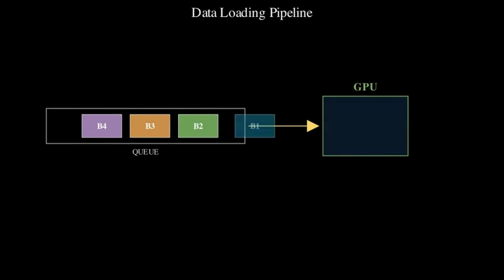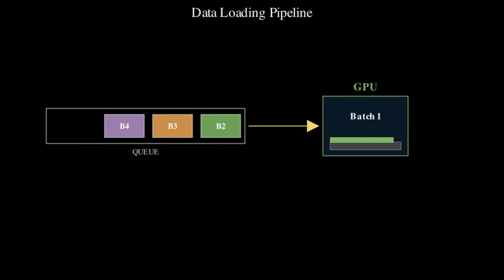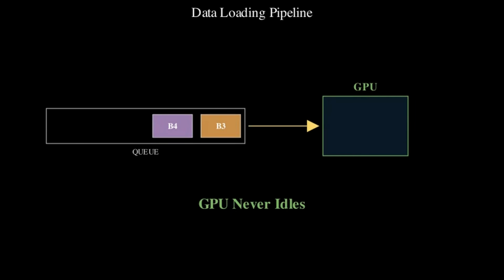Queues also power data loading pipelines. While your GPU is busy training on one batch, the next batch lines up in a queue waiting its turn, so the GPU never sits idle.